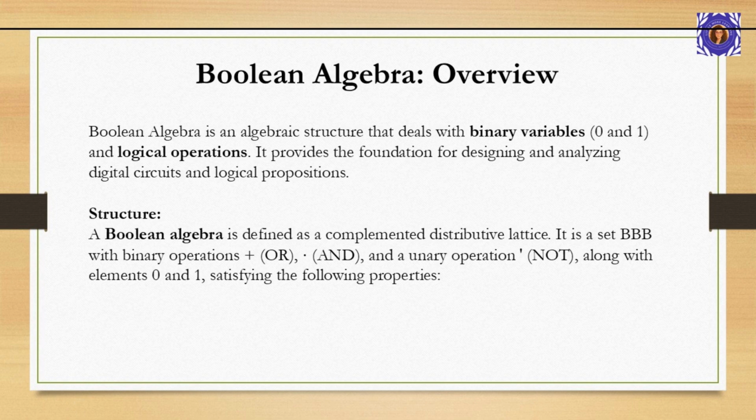The structure of Boolean algebra is defined as a complemented distributive lattice. Now, don't let that intimidate you. It's simply a set B with three operations. Plus sign, which represents the OR operation. A dot, which represents the AND operation. A prime symbol, which represents the NOT operation. Along with these operations, we have two special elements, 0 and 1.